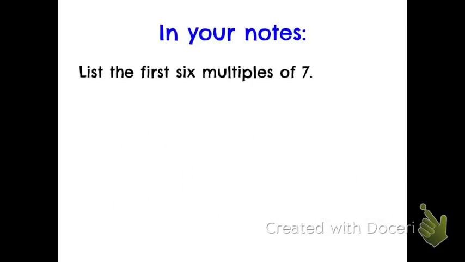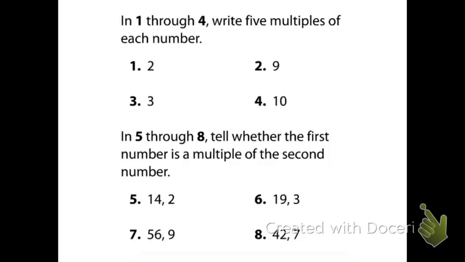Again, make sure you include that example in your notes. We're going to do a couple others together as well. We are looking at the first 5 multiples of each of these numbers, so I want you to include these in your notes. Looking at number 1, it says 2. The first 5 multiples of that would be 2, 4, 6, 8, 10. There's my first 5 multiples, and that's all I need to do. I want you to do number 2, so find the first 5 multiples of 9, and find the first 5 multiples of number 3, which is 3. Have those in your notes.